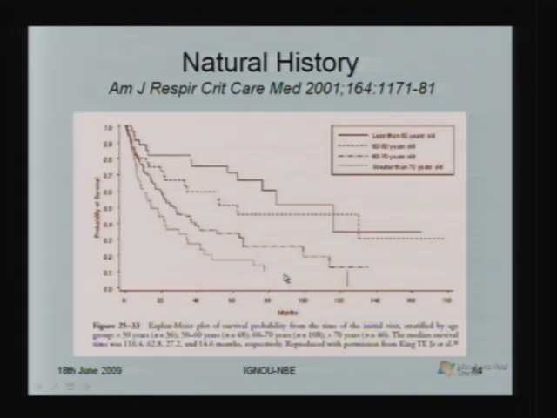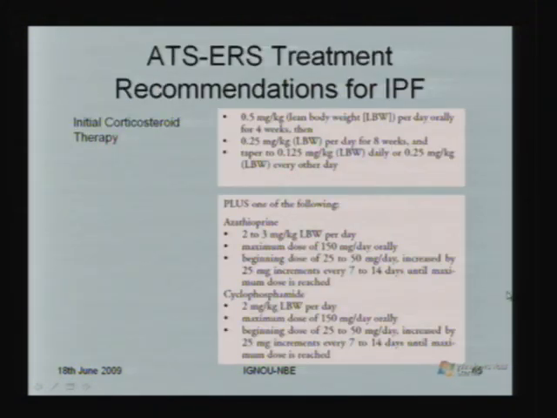Now, the survival, of course, as is quite natural, decreases; the median survival decreases with age. Now, what about recommendations for treatment? The ATS-ERS has clearly pointed out that there should be at least 2 drugs used, a combination of 2 drugs, namely a corticosteroid along with either azathioprine or cyclophosphamide.